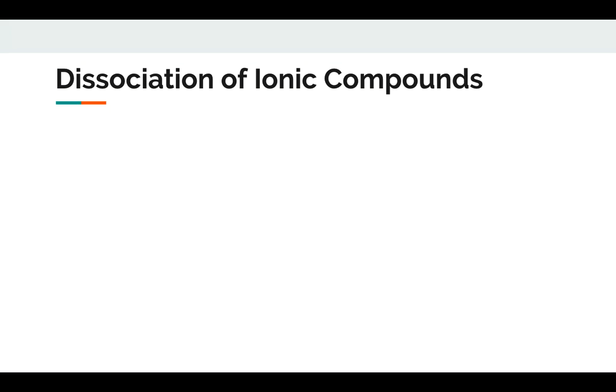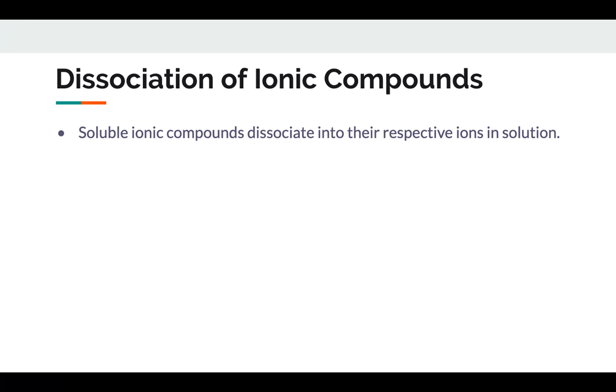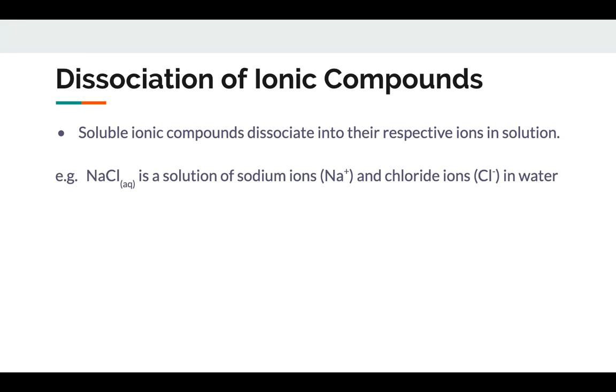So when you have ionic compounds in an aqueous solution, those ionic compounds break apart or dissociate into their respective ions in that solution. So for example, when you have sodium chloride in its aqueous form, there isn't actually any sodium chloride as a compound in that solution. The sodium chloride has broken down or dissociated into sodium ions and chloride ions, which are floating in the water. And we can write a dissociation equation like this. Sodium chloride aqueous dissociates into aqueous sodium ions and aqueous chloride ions.